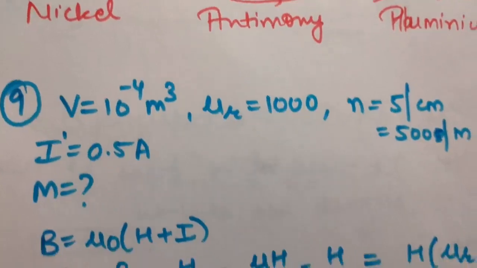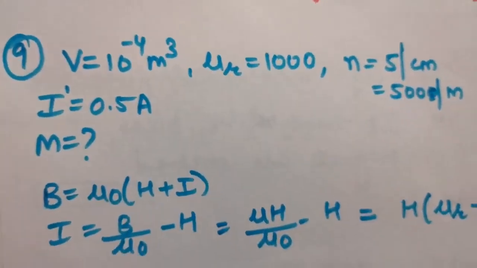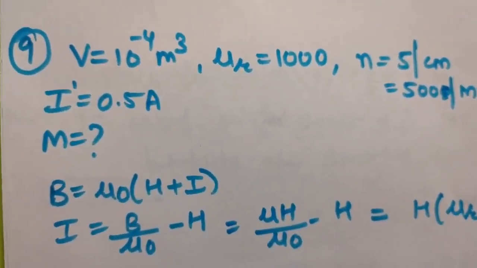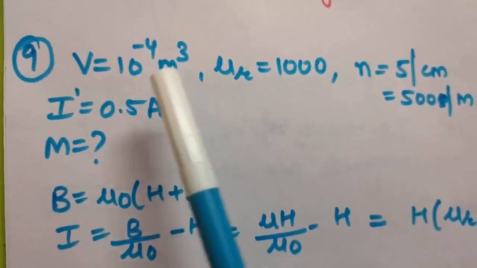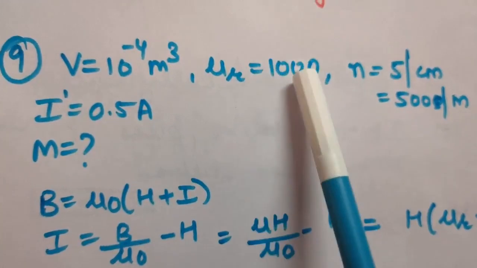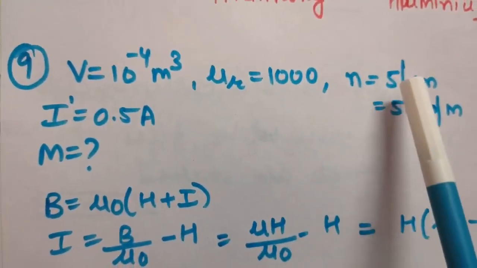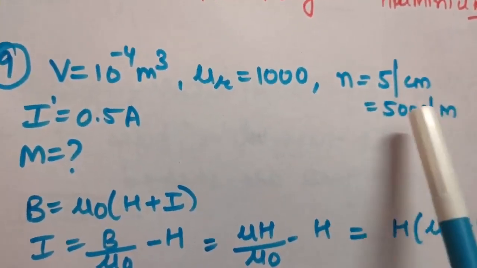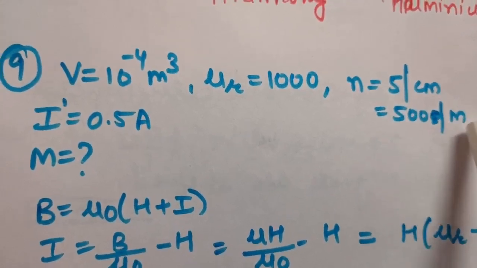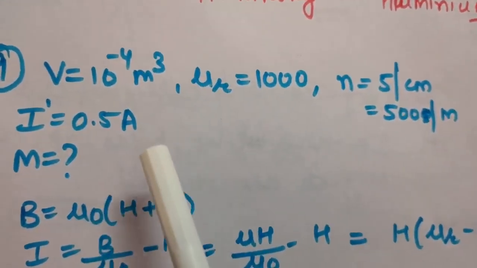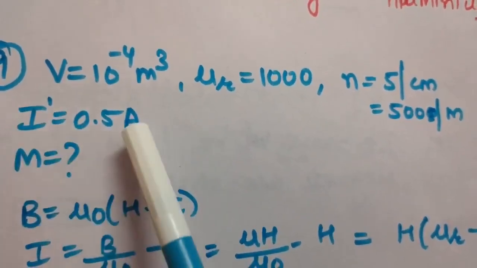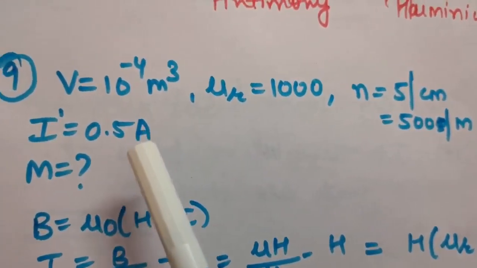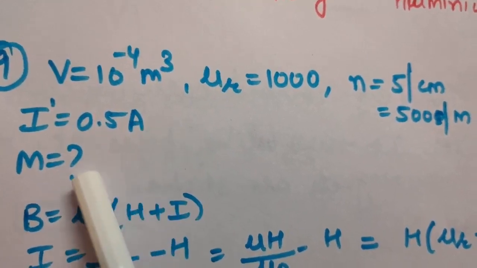The next question is question number 9. The question says a soft iron rod of volume 10 to the power minus 4 meter cube and relative permeability 1000 has 5 turns per centimeter, or you can say 500 turns per meter. Now if a current 0.5 ampere, this current I dash, is passed through the solenoid, you have to calculate the magnetic moment of the rod.